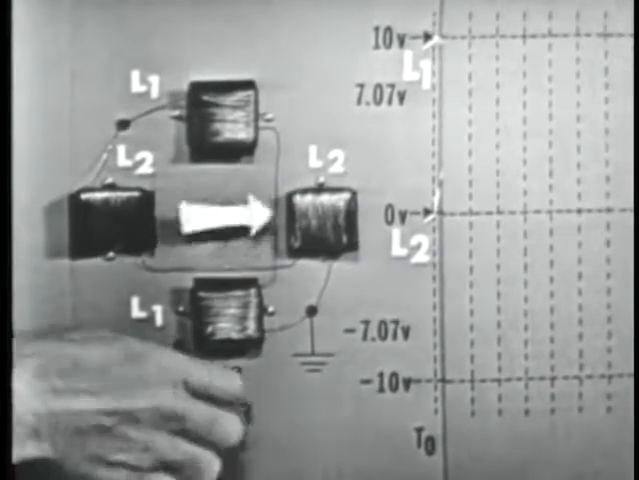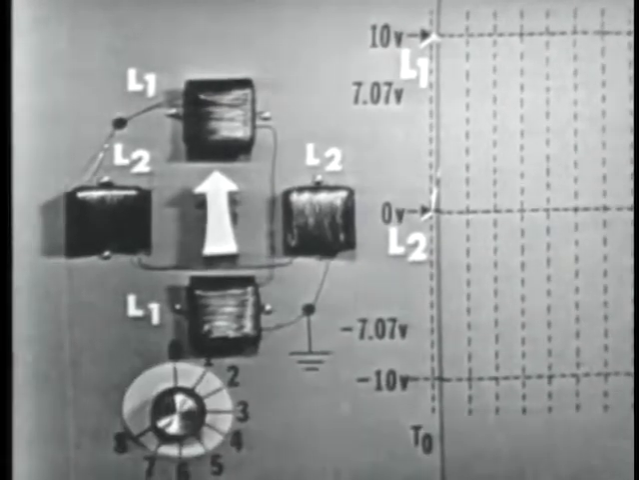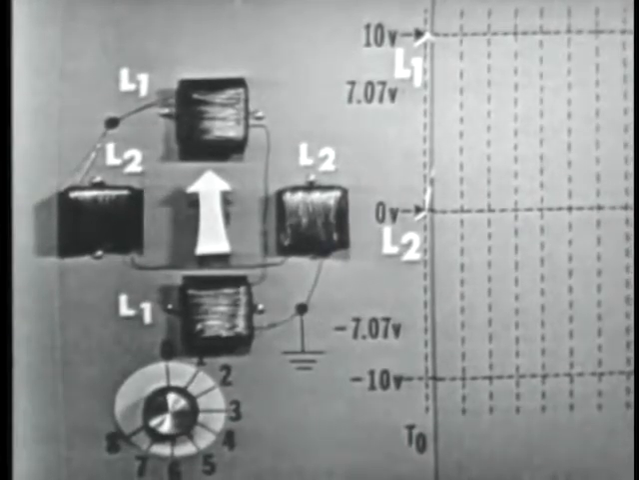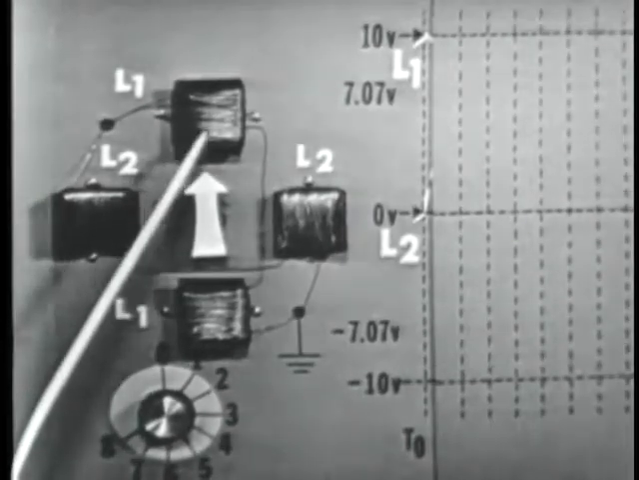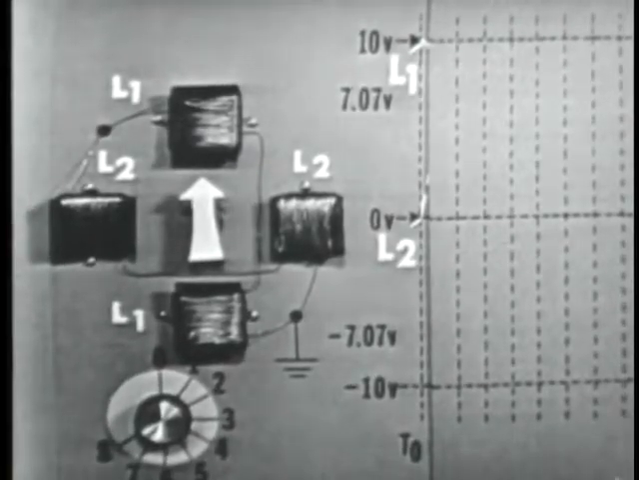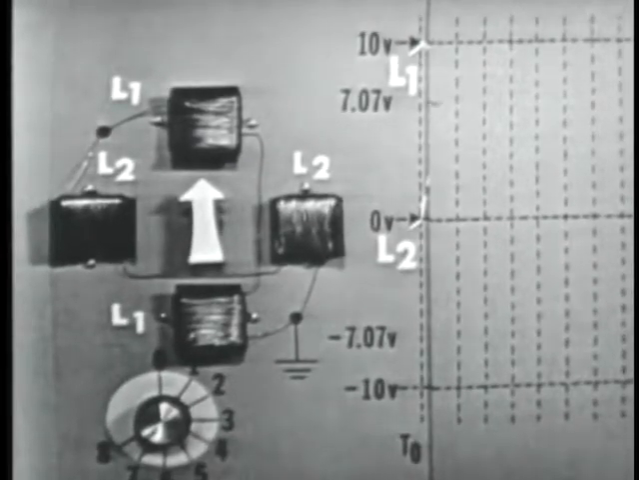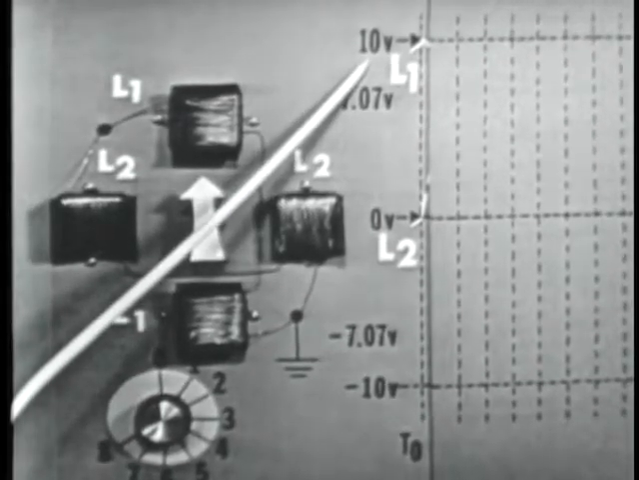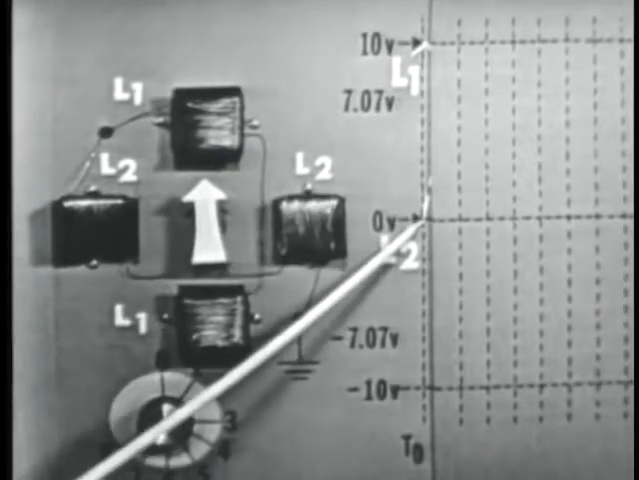All right, Bob, let's reset the demo to the time 0 position. All set. Now, at this position, the pointer indicates 0 degrees. It's pointing straight up. From this, we know that only L1 has voltage applied to it. The graph shows that the value of this voltage is a positive 10 volts. At this time, of course, L2 has no voltage applied.